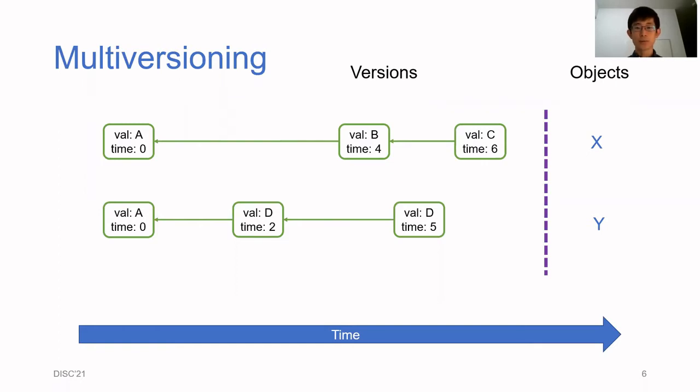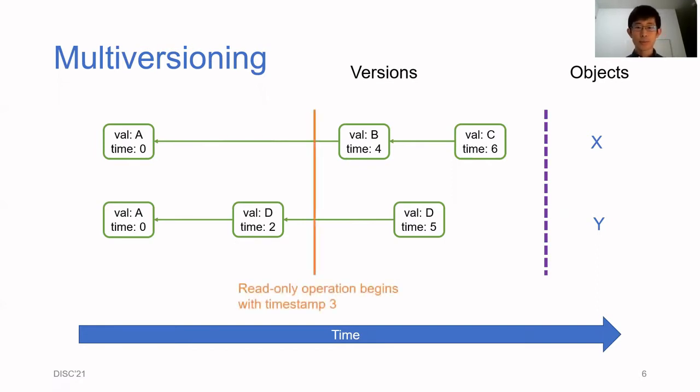The main advantage of multiversioning is that it lets read-only operations obtain a consistent view of the objects while at the same time not blocking update operations. Examples of read-only operations include range queries or scanning a database, and these operations can often take a long time to complete. So it's important that they do not delay updates.